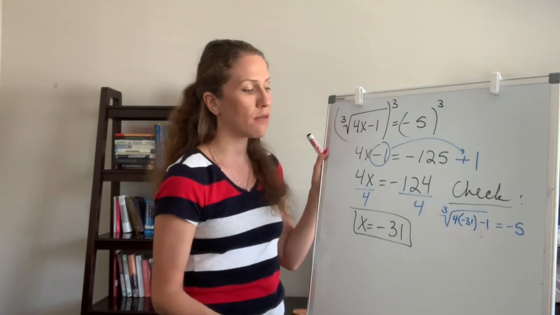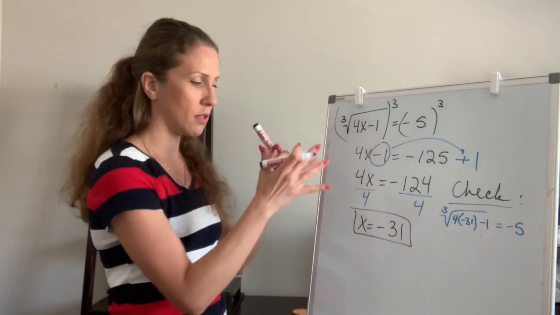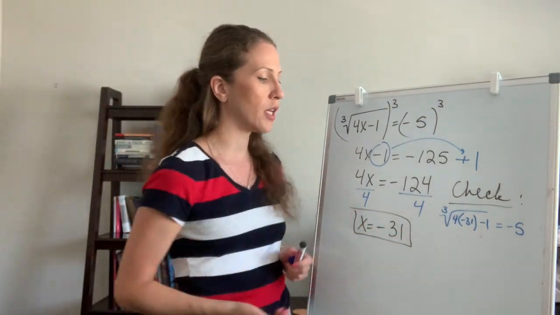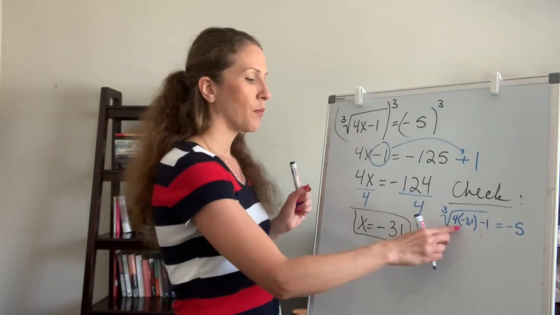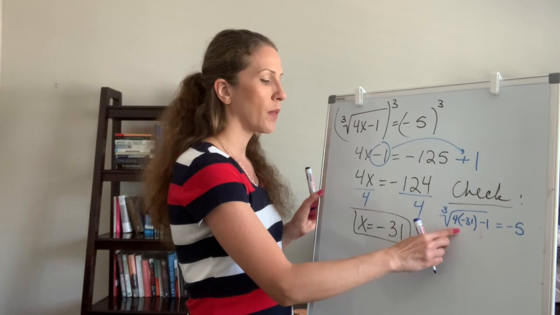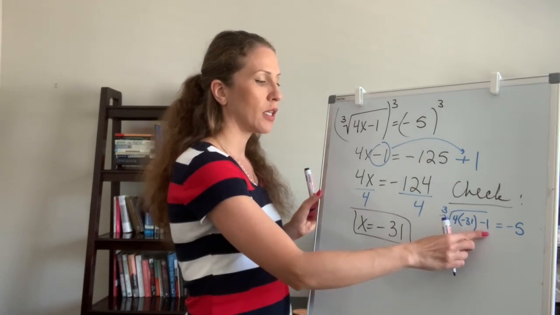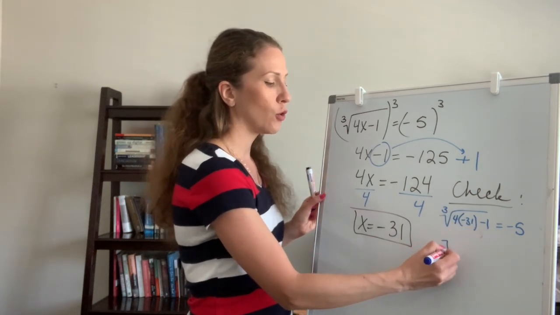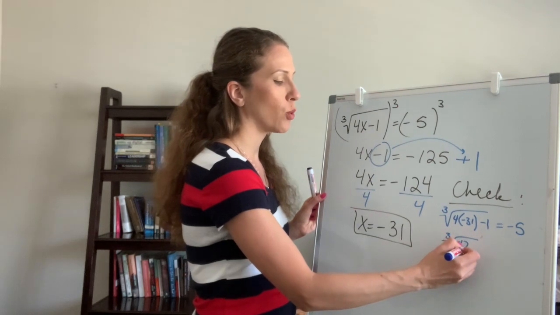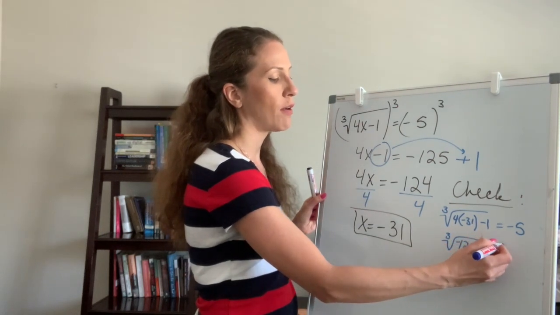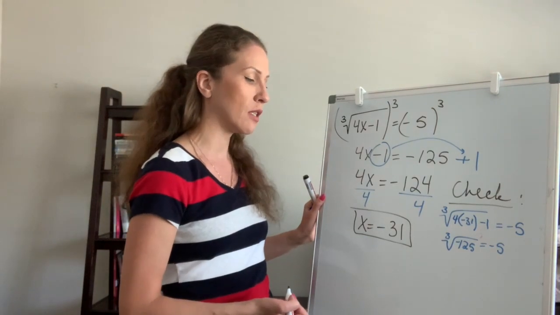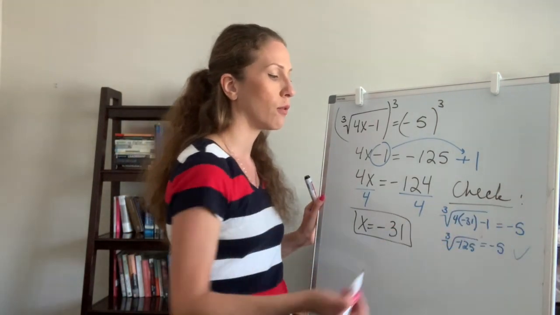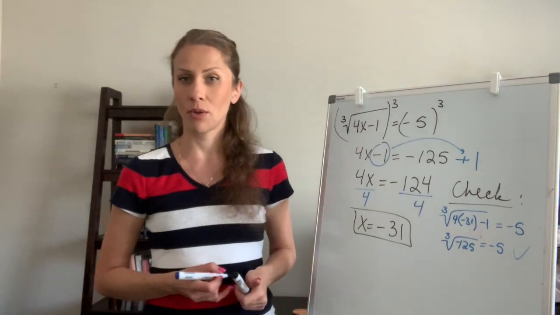So we need to check if the simplified form of the left side is actually negative 5. So 4 times negative 31 is negative 124. Then we subtract the 1 from it, it's negative 125. So the cube root of negative 125, is that negative 5? The answer is yes. If you take the cube root of negative 125, you get negative 5. So negative 31 is your answer.